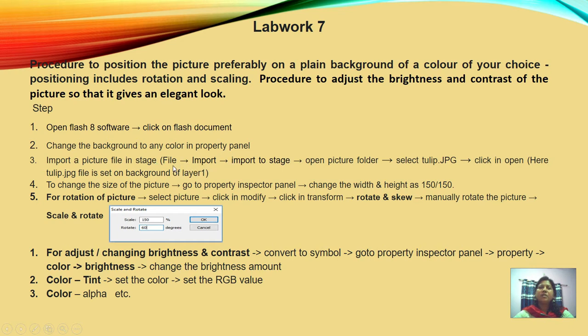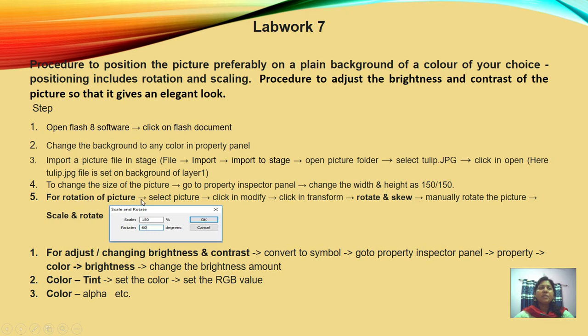The procedure is click on File, import to stage, open the picture folder, select the file, click on Open. Now the file is set on your background in layer number 1. Next, it asks you to change the size of the picture. So how to change it? Select the picture, go to the property inspector panel, change the width and height to 150 and 150. Automatically the size is resized to 150 height and 150 width.